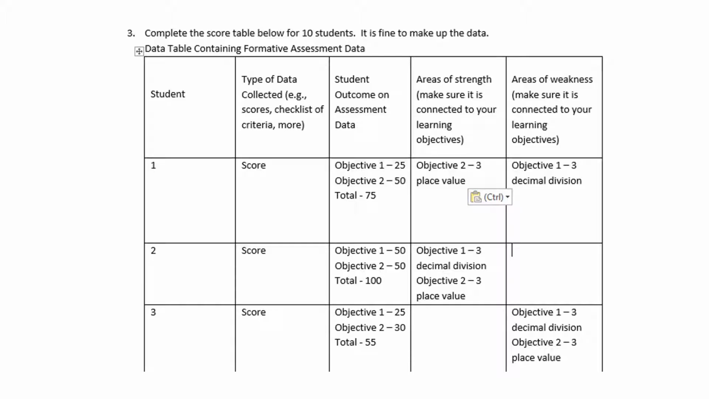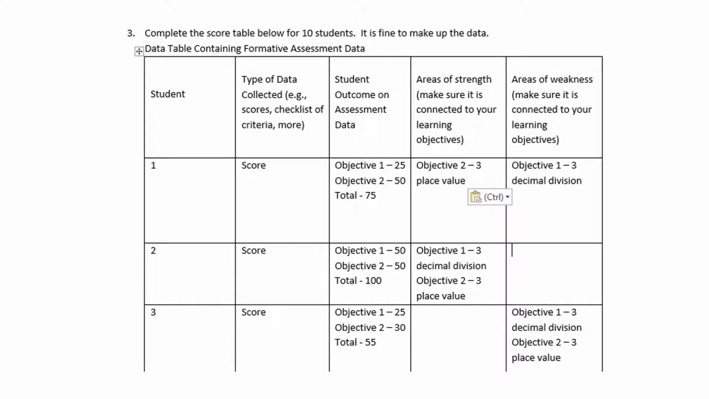Let's take a look at student 2. That student got a score of 50 points on objective 1 and 50 points on objective 2 for a total of 100 points. Well done, student 2. So they only had areas of strength. They were strong on place value and on decimal division.